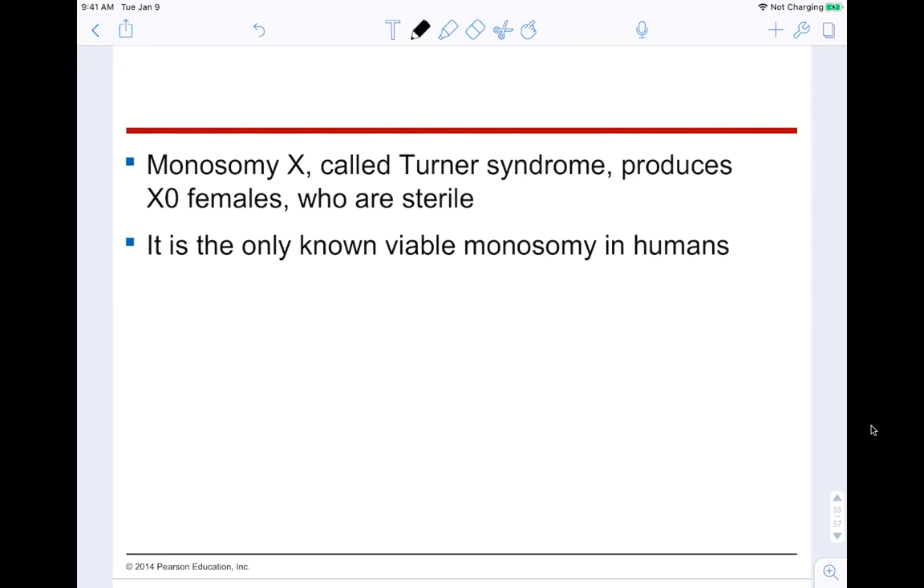Monosomy X, where you only have 1 X and then nothing else, written as a 0, is called Turner syndrome and produces females who are sterile. They also typically have other physical abnormalities, in that they just don't look as feminine typically. And it's the only known viable monosomy in humans, which means that they will survive, which is actually pretty interesting, that it's the only monosomy in humans that you'll actually survive.